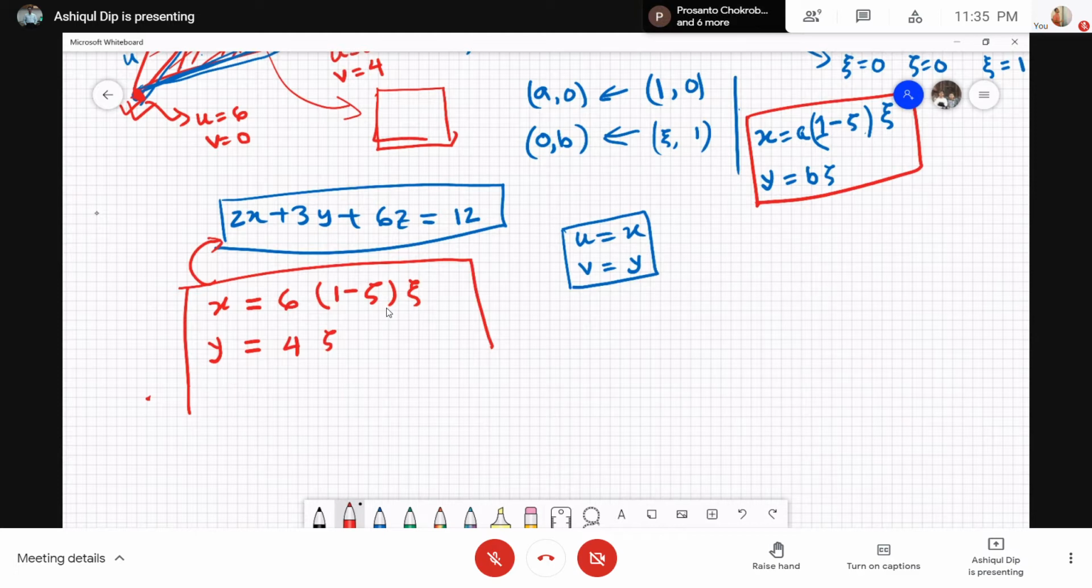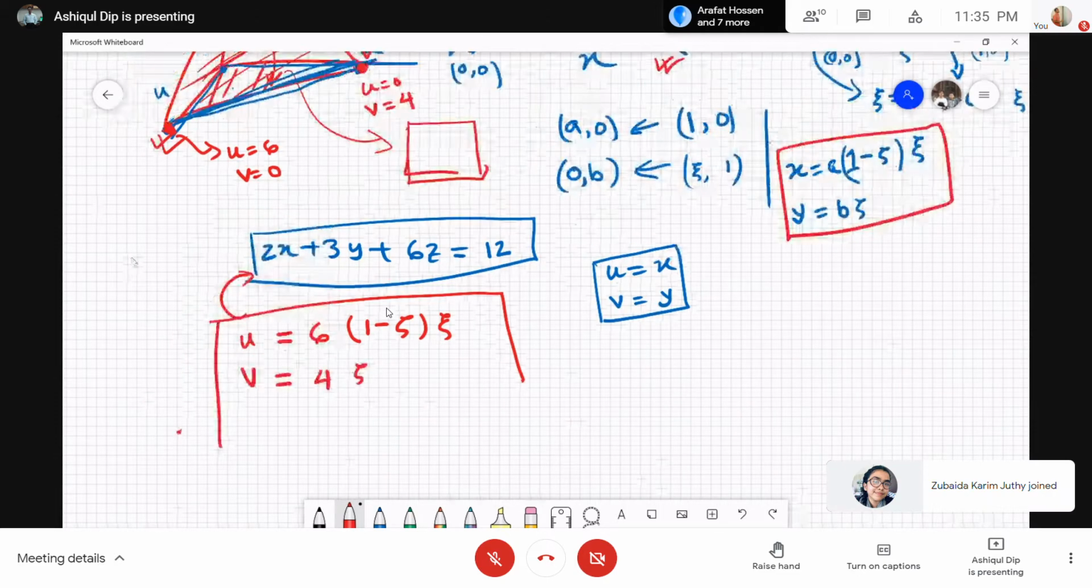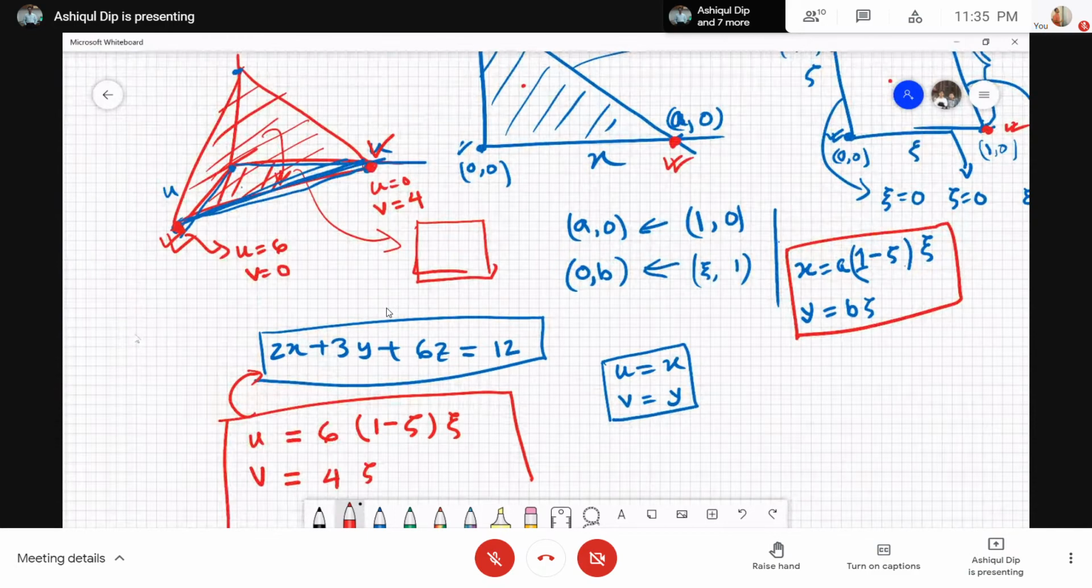Okay, let's think about it again. So we have a map. We actually need a map from this plane to the projected plane. The projected plane is represented by u equals x, v equals y, but z equals 0. That's the important constraint. So all the z values need to be mapped onto z equals 0.